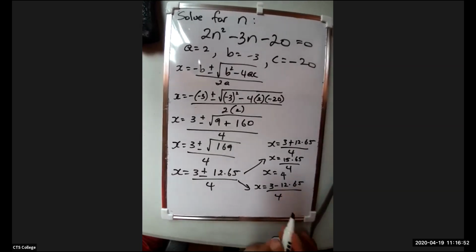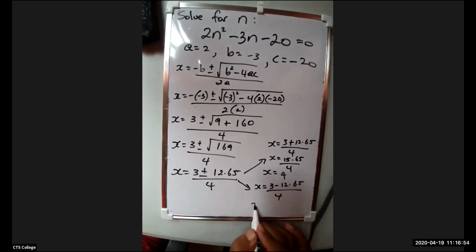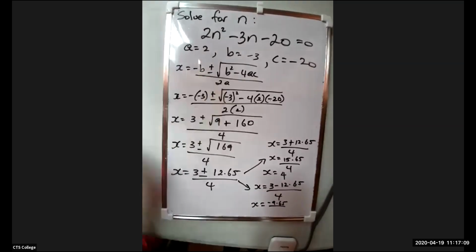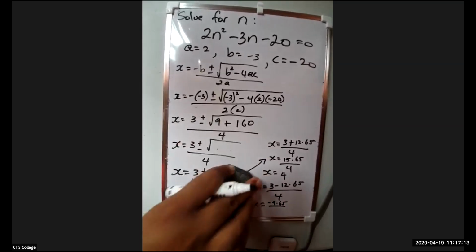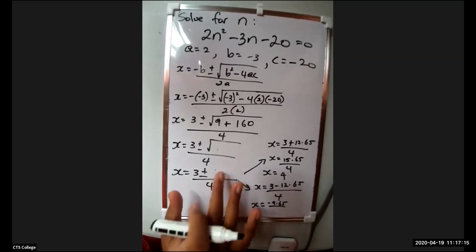And of course, x is 3 minus 12.65, which is negative 9.65. Square root of 169 is 13, sir. Oh Lord, sorry. Okay. My God, and I used a calculator.